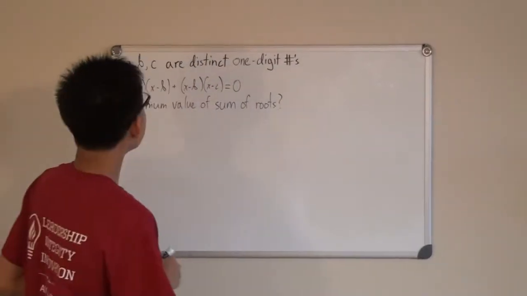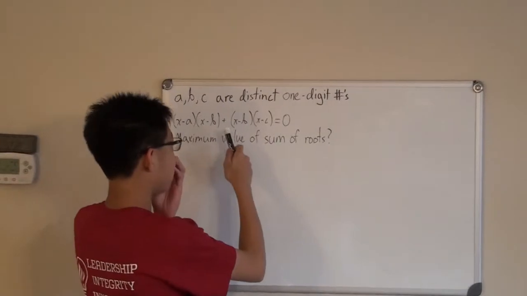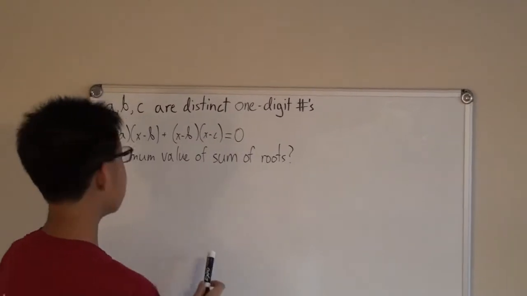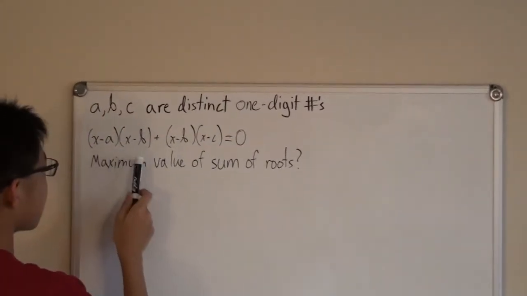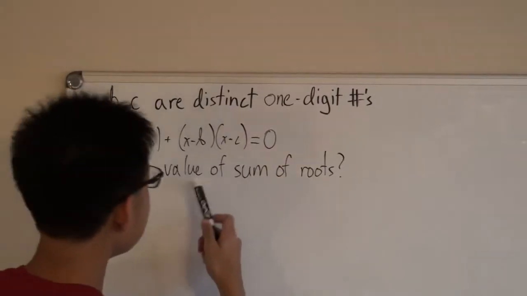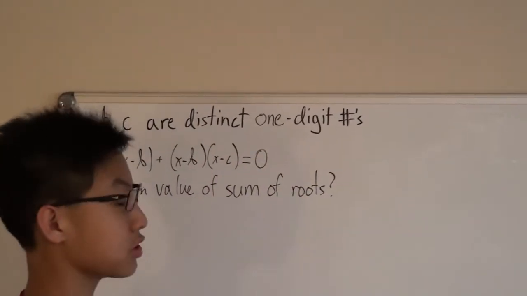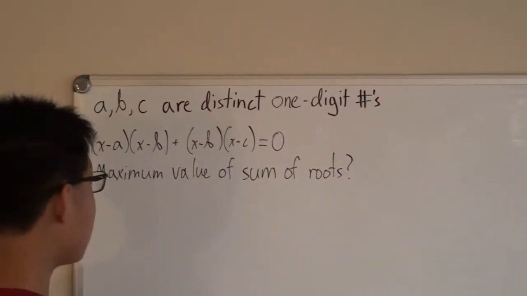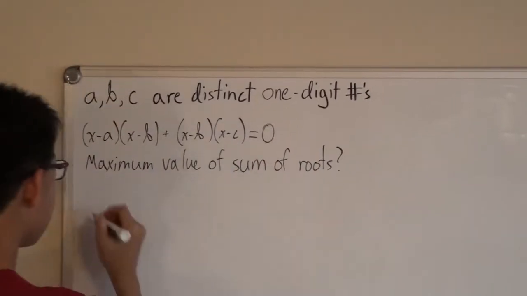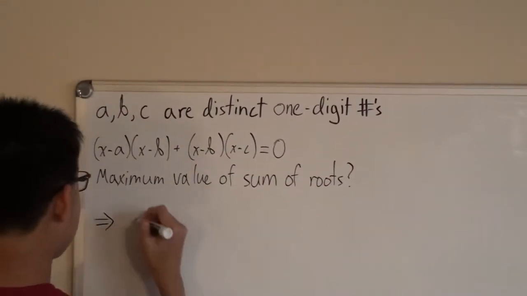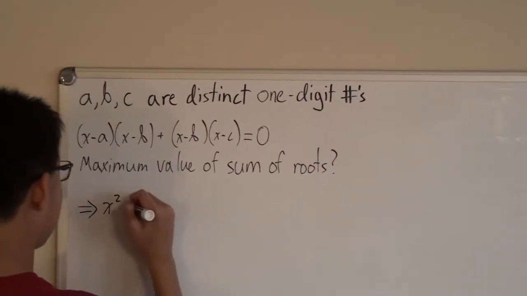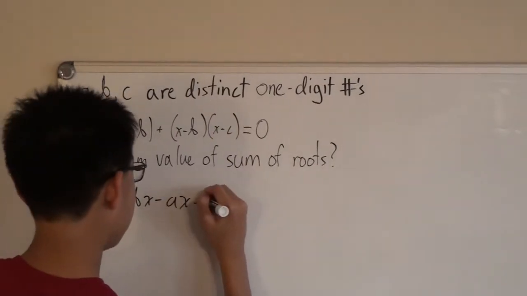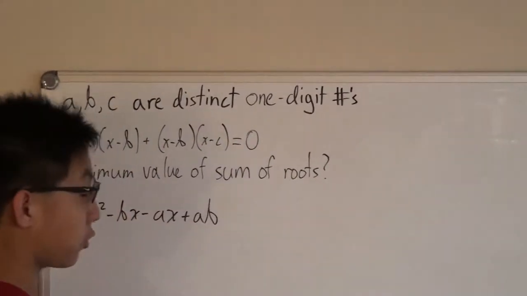Okay, so in the problem, we have that A, B, and C are distinct one-digit numbers, and we're trying to find the maximum value of the sum of roots of the equation (x minus A) times (x minus B) plus (x minus B) times (x minus C), which equals 0. So, first off, we should expand this equation so that you would get x squared minus bx minus ax plus ab using FOIL.